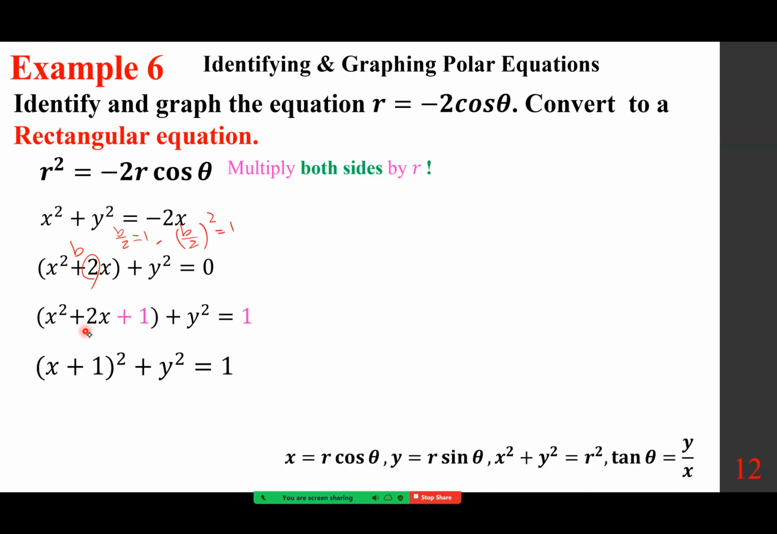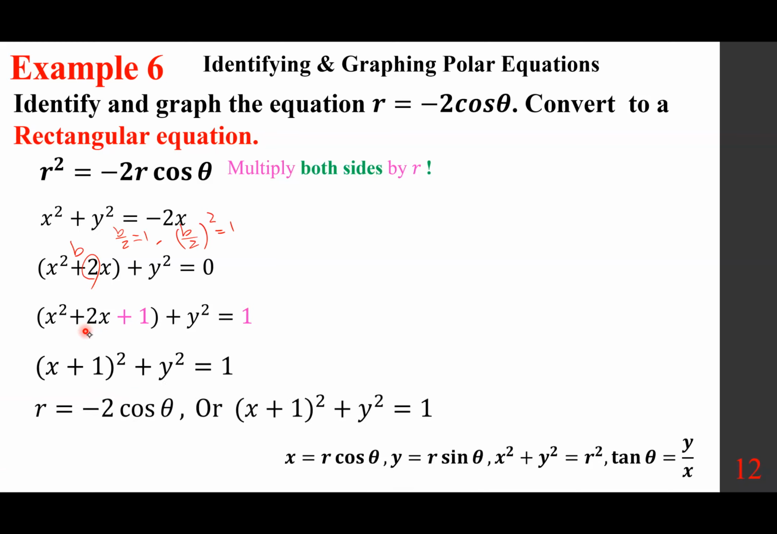So in the case of r equals minus 2 cosine theta, or x plus 1 quantity squared plus y squared equals 1, we end up with a circle. Both are the same. Both represent a circle centered at negative 1, 0. The radius is square root of 1, which happened to be 1. So again, the center is at negative 1, 0.